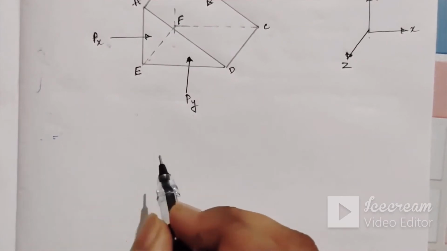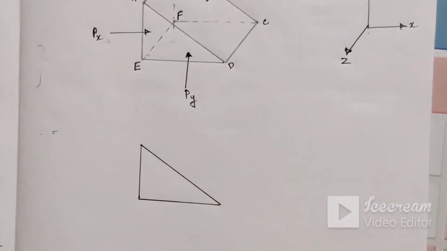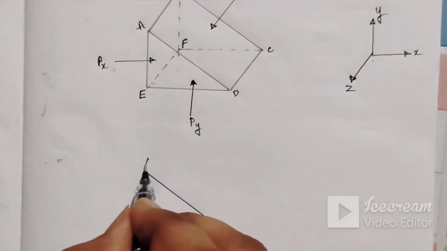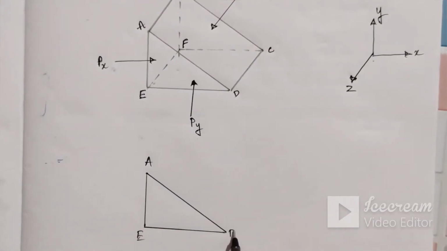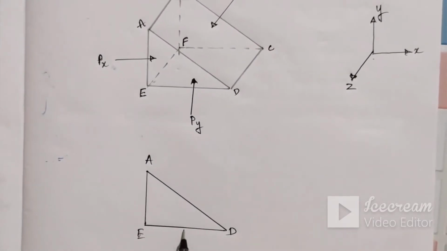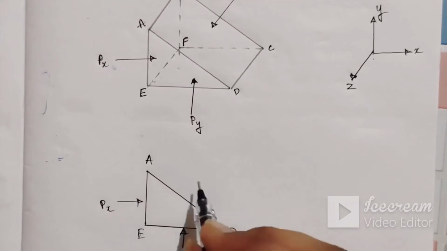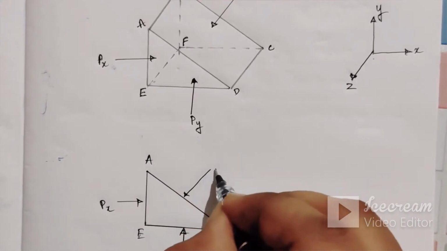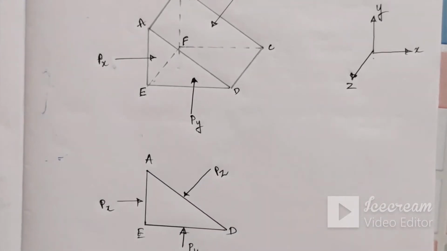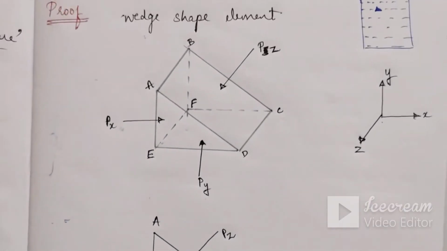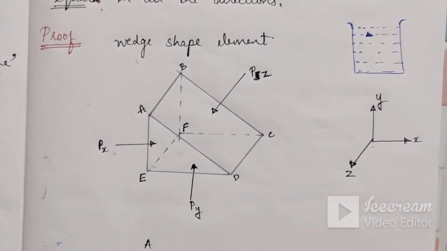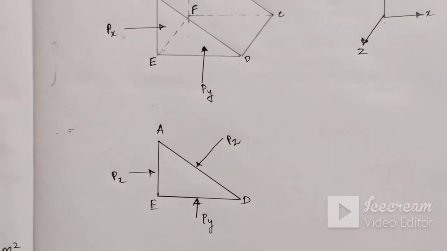So what I do, I take a 2D diagram also. So this 2D diagram, how can I name this one? A, E, D. So here what is the force acting? Py, Px. So it is perpendicular to that, that is Pz. So I want the side also. Let me consider this side. According to the direction only I'll consider.